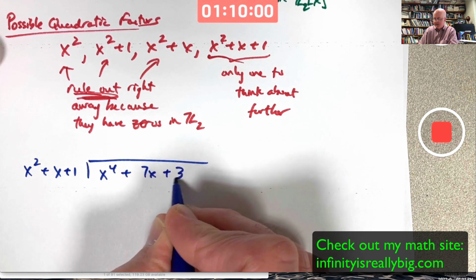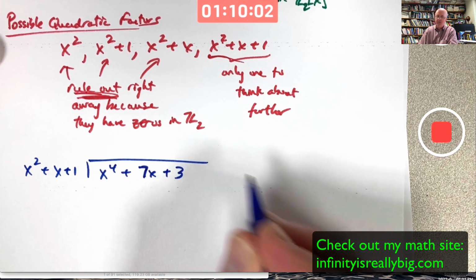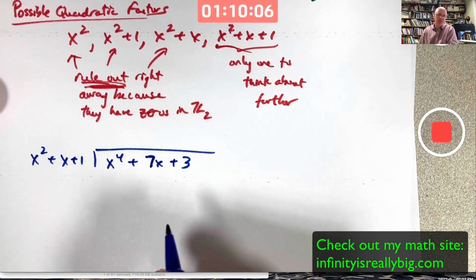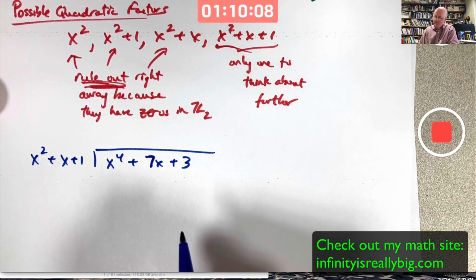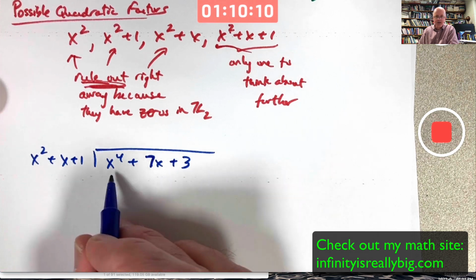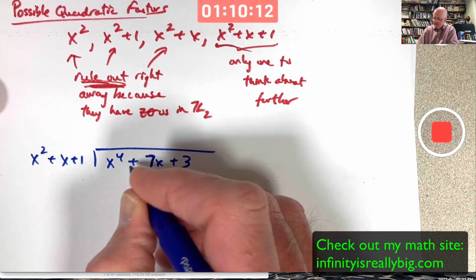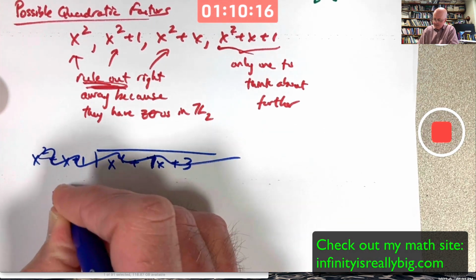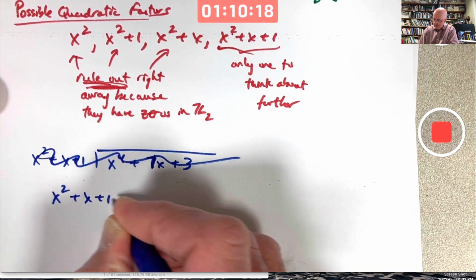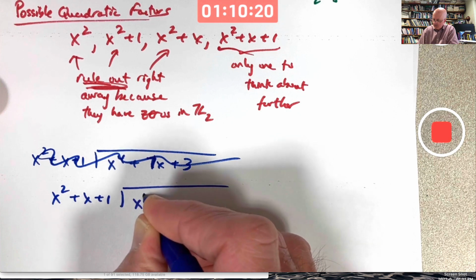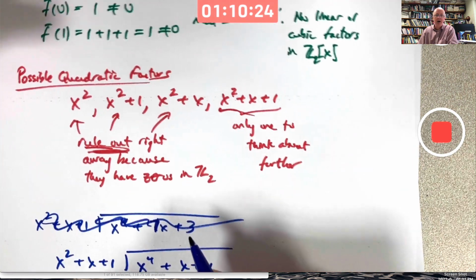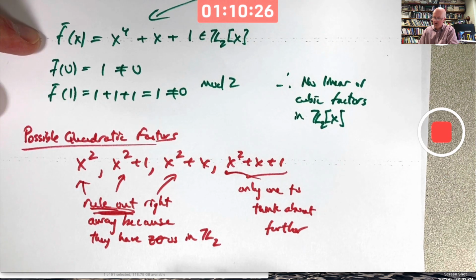I cannot use synthetic division here because I'm not dividing by a linear polynomial. Got to use long division. My goal is to show the remainder is non-zero, and that'll mean this is not a factor of that. Do it again. I'm in Z2. X to the fourth plus x plus 1. We are working in Z2 with mod 2 arithmetic. I'm looking at f bar of x here, actually.